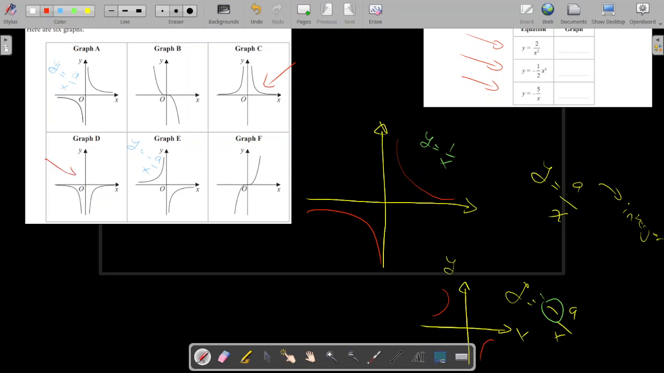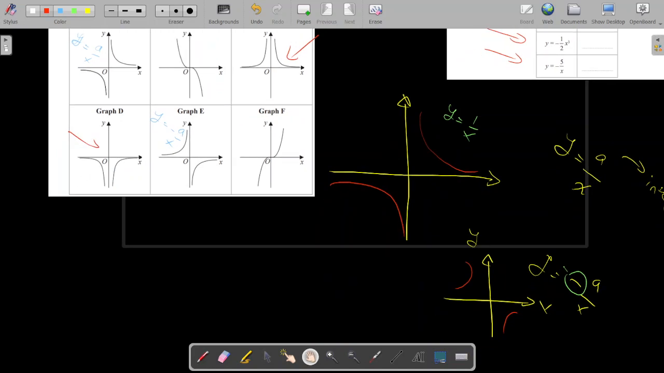Now there are another two cases of the reciprocal that might be confusing, this one and this one. These two also represent reciprocal graphs, but they are a special case. The general form of these two graphs is y equals a over x squared. So it's not x anymore, it's the square of x, and sometimes it's the same thing with a negative: minus a over x squared.